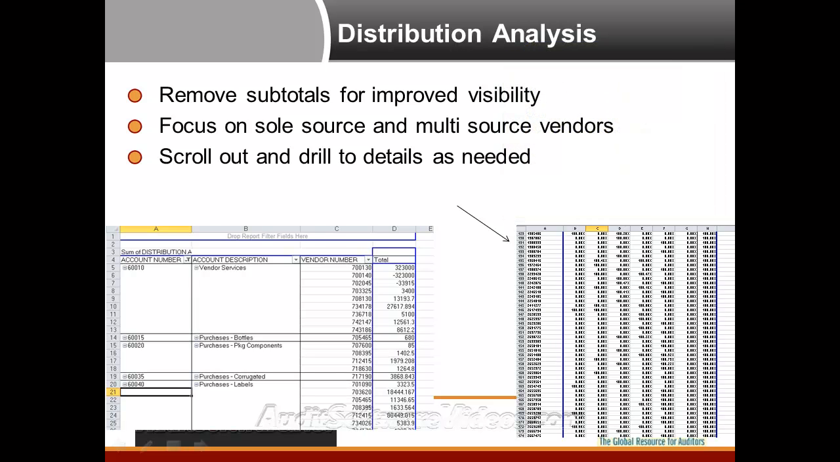So then you can start to look, as we're showing in the slide here, basically how many vendors do I have? Do I just have one vendor for it? Do I have so many vendors for it? That kind of thing. And then we can scroll in, double click, and scroll into the details.